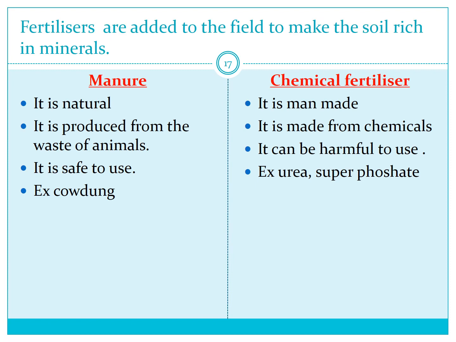What is the difference between manure and chemical fertilizer? Manure is natural, chemical fertilizers are man-made. Manure is produced from the waste of animals, chemical fertilizer is made from chemicals. Manure is safe to use, chemical fertilizer can be harmful to use. An example of manure is cow dung. An example of chemical fertilizer is urea or superphosphate.